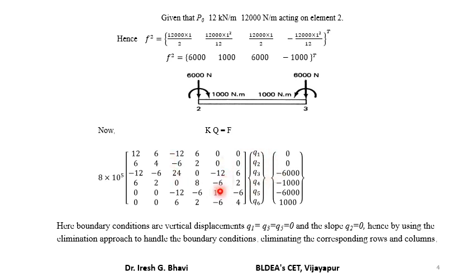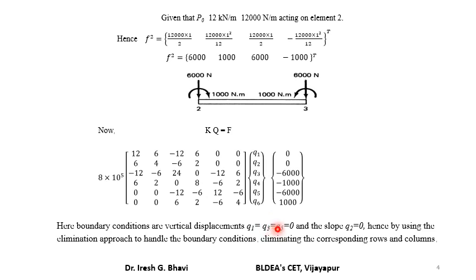Now we have to apply the boundary conditions. Here the boundary conditions in the problem are, as the left node is completely fixed, its displacement Q1 and also slope Q2 are equal to 0. And as at node 2 there is a support, only the vertical deflection will be 0, whereas the slope will not be 0.